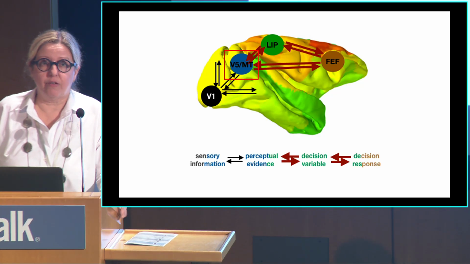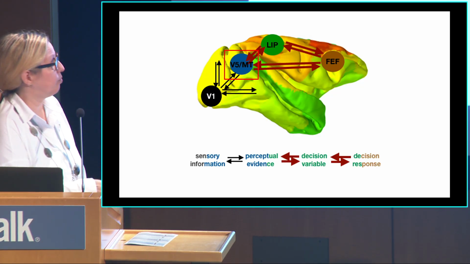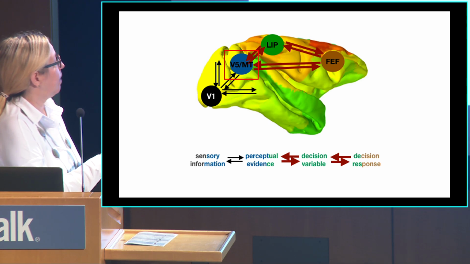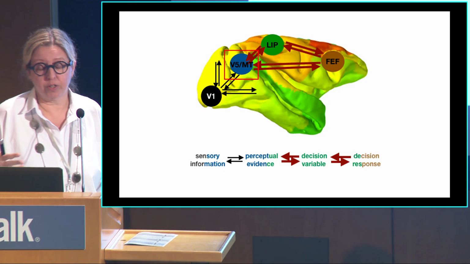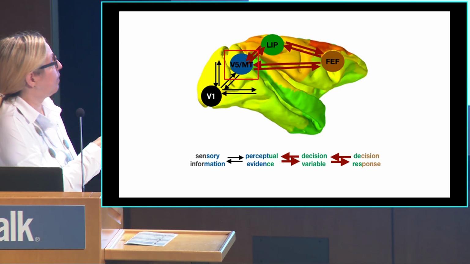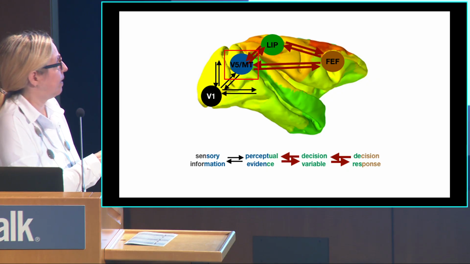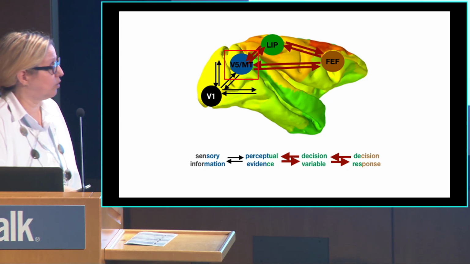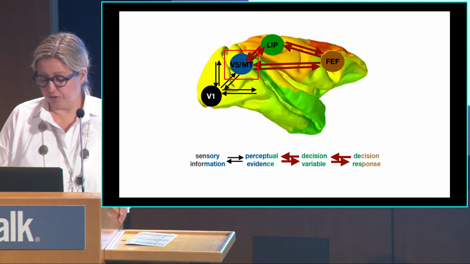So, of course, I've only talked about V5MT here. When we talk about the whole decision process, we have a whole arc coming from sensory information represented in V1, where others have shown there are no perceptually relevant signals to our task, then V5MT, where we have the perceptual evidence, the decision variable in LIP, and then the transformation when an eye movement is made into the saccade response. And of course, there are other areas involved there too.